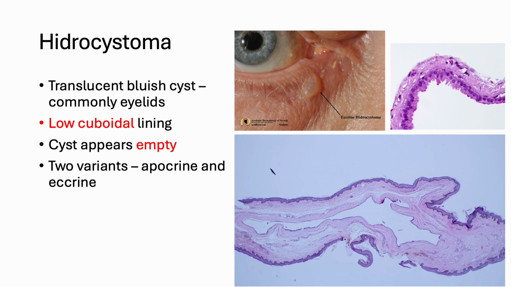Here is the low power picture showing an open space. Again, we divide the different types of cyst based on the cyst wall and the content. The content is just clear sweat. And what is the cyst lining? The cyst lining is derived from the sweat duct, which usually has a low cuboidal appearance with snouts, resembling the apocrine gland. Some people will divide the hydrocystoma into apocrine versus eccrine, but it doesn't matter. Clinically, there is no difference, and the treatment is the same.